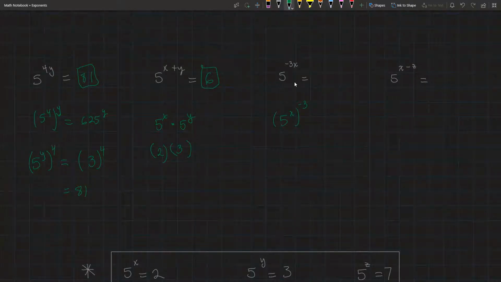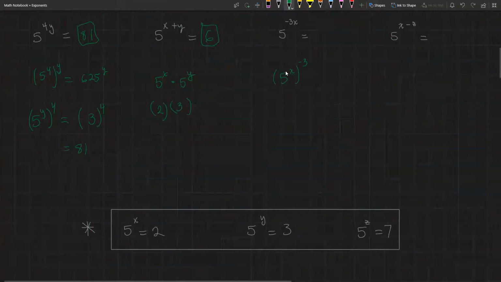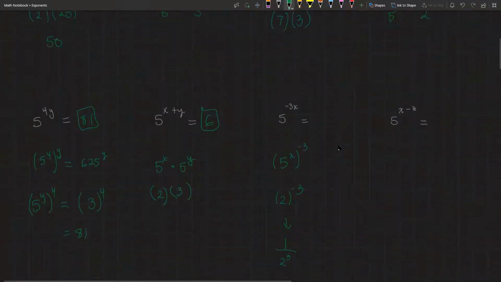Product is the same as that. The order doesn't matter in which you write it. And the reason for doing that is 5 to the x is 2. So now we can say 2 to the negative 3rd. And then we know that that is simply the same as 1 over 2 to the 3rd, however you want to think about that. But that becomes 1 over 8. That one's pretty cool. Told you we would see a reciprocal there at some point.